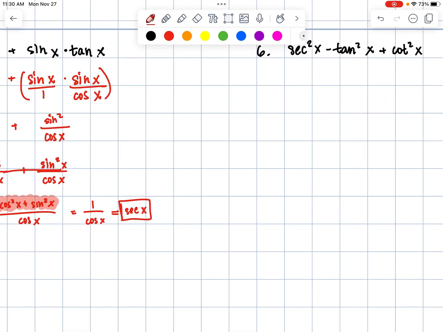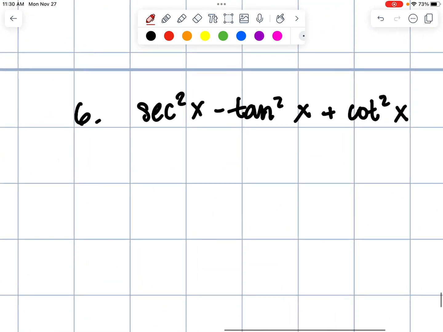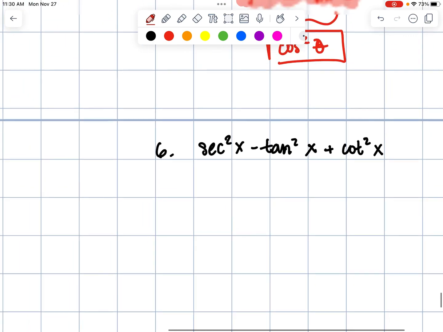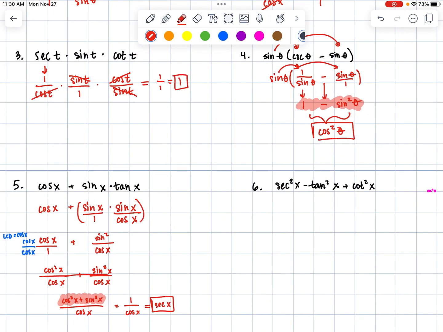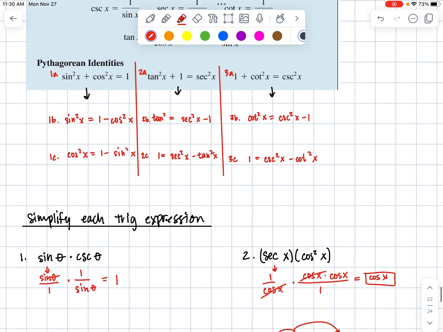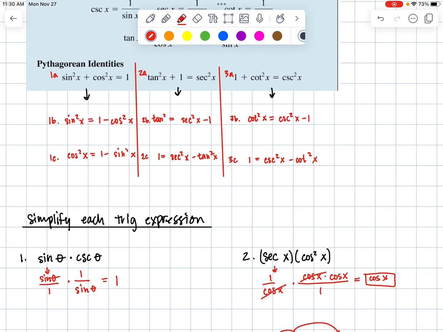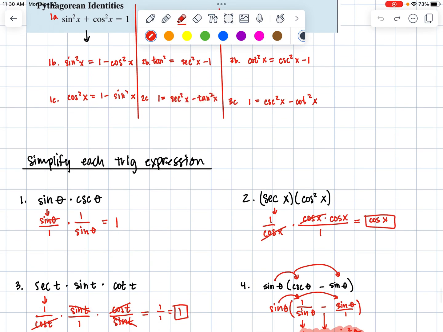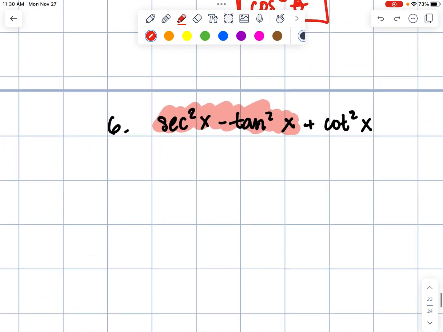All right, last one. Secant squared x minus tangent squared x plus cotangent squared x. Now, hopefully all the squareds is a red flag to, oh, I probably need to use a Pythagorean identity. And if we look closely, secant squared x minus tangent squared x is part of our identities. So if we have secant squared x and tangent squared x, and they're subtracted from each other, we have it equal to 1. So we could definitely use that identity. Secant squared x minus tangent squared x is equal to 1. So we could say that this will be equal to 1.